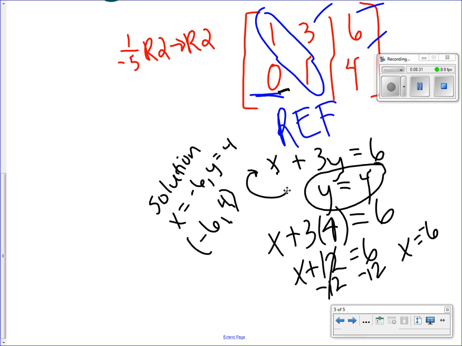So that's it for these notes. Go ahead and draw a line, and then we're going to practice this in class.